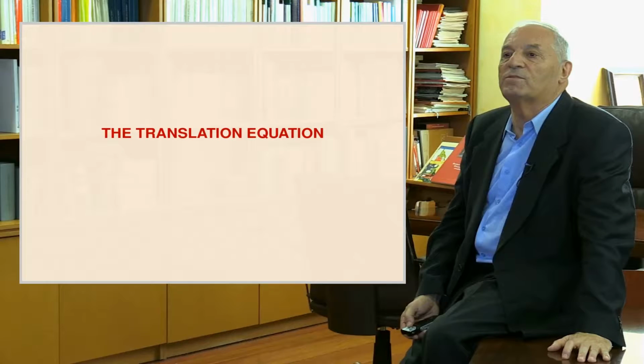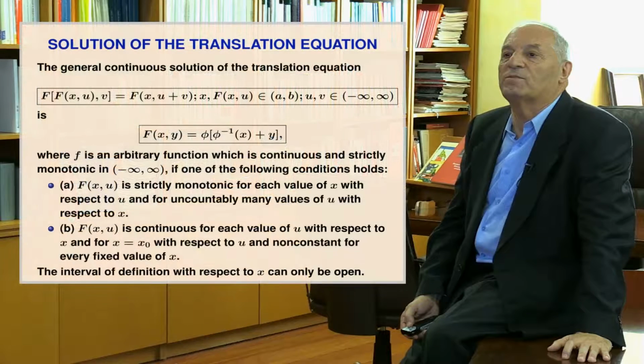we will see later. The general solution of the translation equation is given here, in which there appears an invertible function of a single argument, function phi. Some important assumptions must be made for the function f, as for example, the strict monotonicity with respect to its second argument. It is interesting to connect the mathematical properties of the function with their physical meaning, as we will see in the examples following.